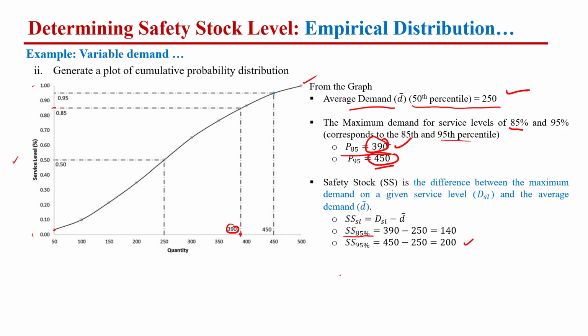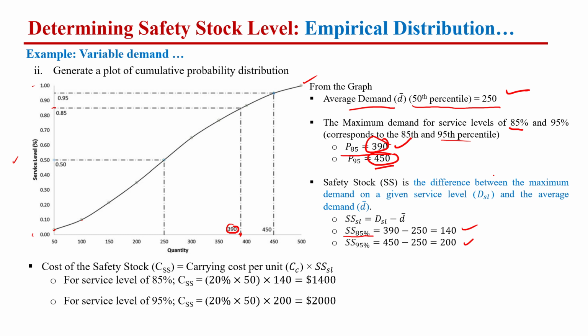So that means if you would like to satisfy 95% of your customers, then your safety stock in this particular data case should be 200. If you would like the service level to be 85%, then the safety stock should be 140. And then based on the data, we can calculate the carrying cost. So 140 multiplied by the carrying cost per unit, the carrying cost per unit multiplied by the safety stock, same is the case against 95%.